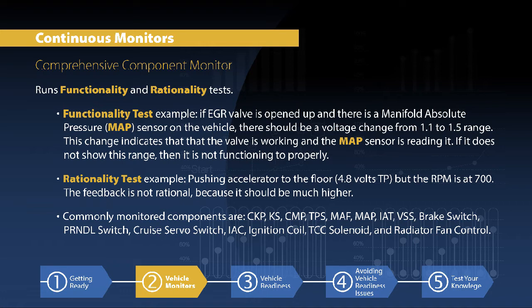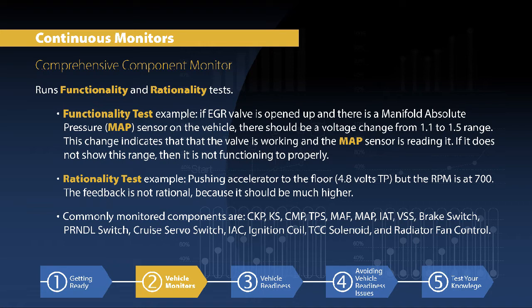Inputs monitored by the CCM may include mass airflow, MAF sensor, intake air temperature, IAT sensor, engine coolant temperature, ECT sensor, throttle position, TP sensor, camshaft position, CMP sensor, air conditioning pressure sensor, ACPS, and fuel tank pressure, FTP sensor.